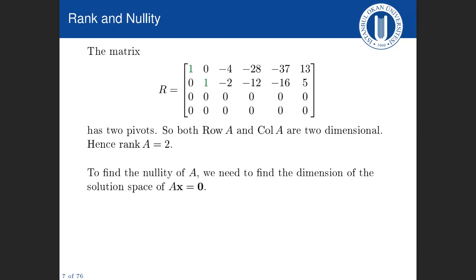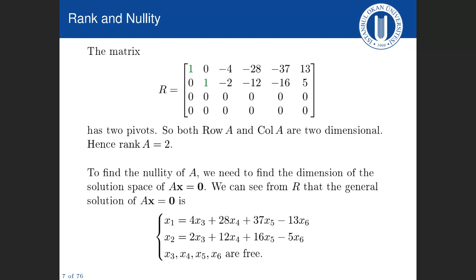To find the nullity of A, we need to find the dimension of the null space of A. In other words, we need to find the dimension of the solution space of AX equal to 0. From capital R, we can imagine that we have an extra column of zeros in an augmented matrix. We can see that we have 2 basic variables and 4 free variables. x3, x4, x5, and x6 are our free variables, and then x1 and x2 are given in terms of x3, x4, x5, and x6.